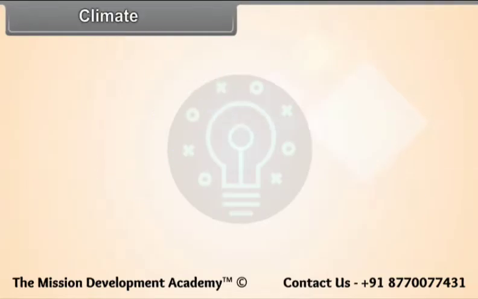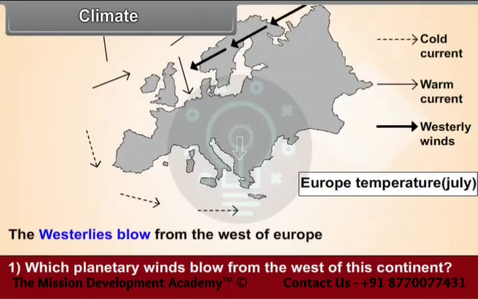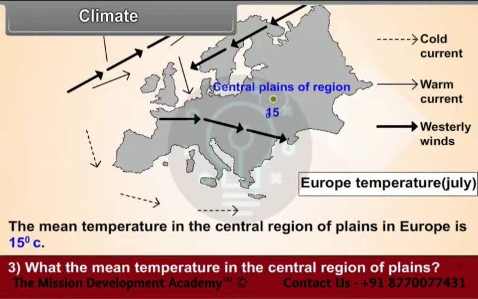Climate. See figure 17.2 showing the distribution of July temperatures and answer the following questions. Number 1. Which planetary winds blow from the west of this continent? Number 2. In which part of the continent are the temperatures below 10 degrees Celsius even during summer? Number 3. What is the mean temperature in the central region of plains?